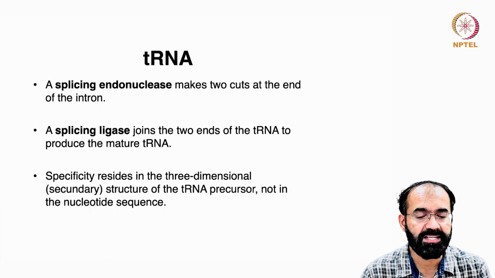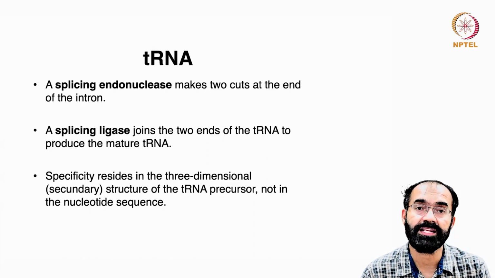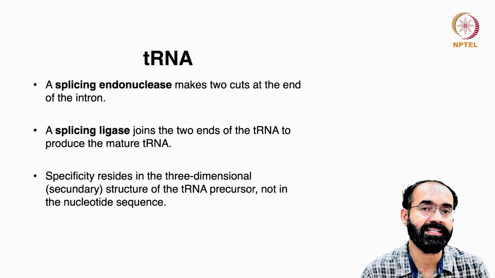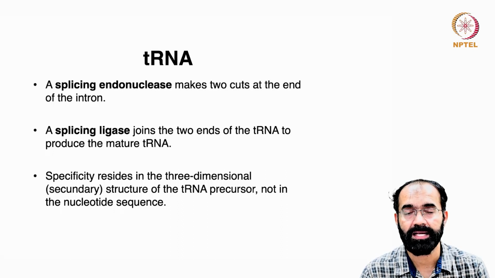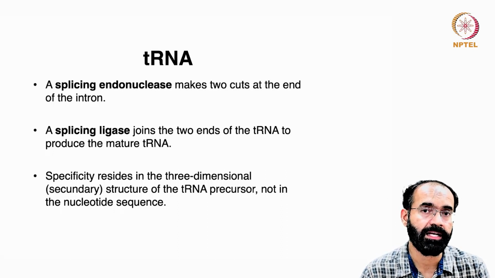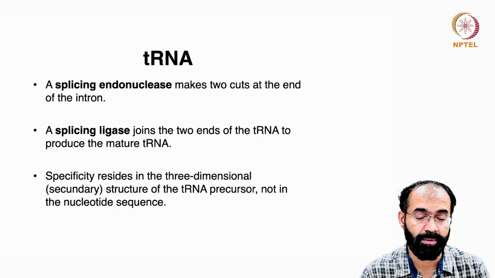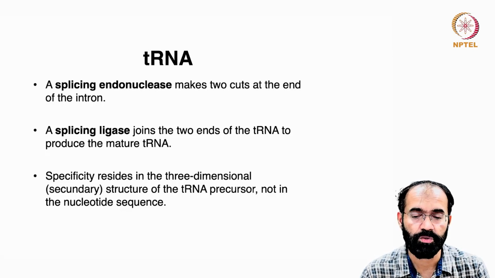The specificity resides in the 3-dimensional secondary structure of the tRNA precursor. This I have told you before also. RNA's identity is not on its sequence. RNA's identity is on its secondary structure. What shape the RNA assumes, accordingly you will end up having a recognition by an enzyme. The identity of an RNA is not based on its nucleotide sequence.